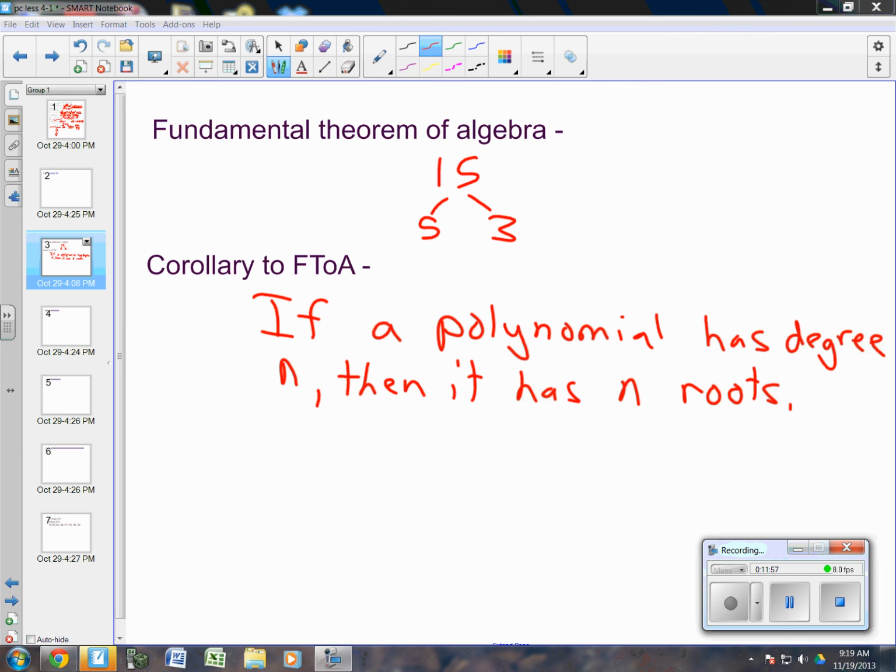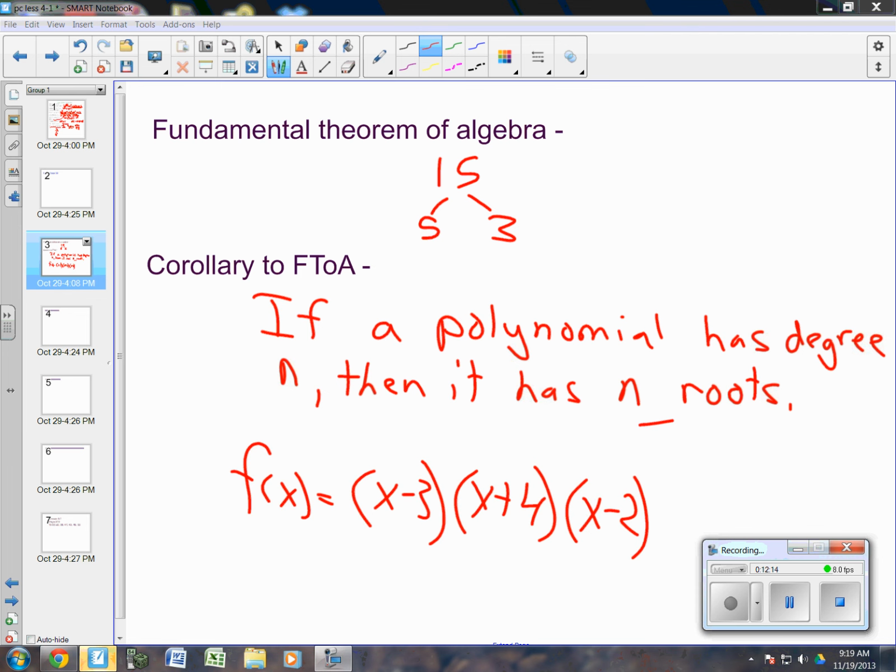So, basically, what this is saying is that if you have a polynomial of degree 3, then you can have up to 3 roots. Like if you had x minus 3, x plus 4, x minus 2, you have 3 linear factors right there. These are all linear because it's x to the first, x first, x first. That makes them linear, right?